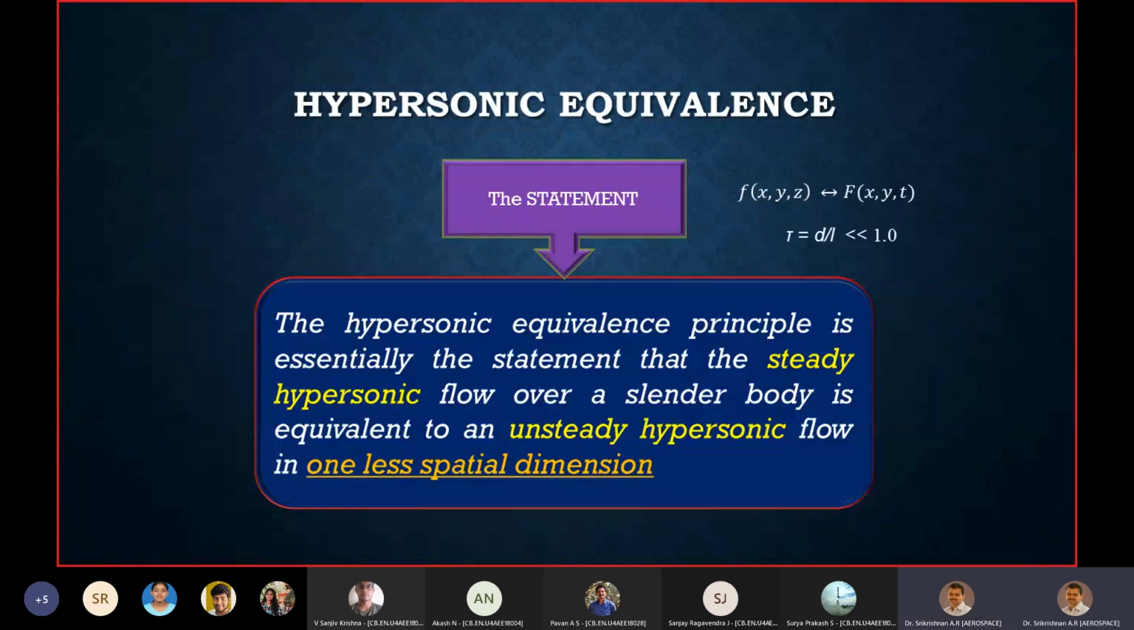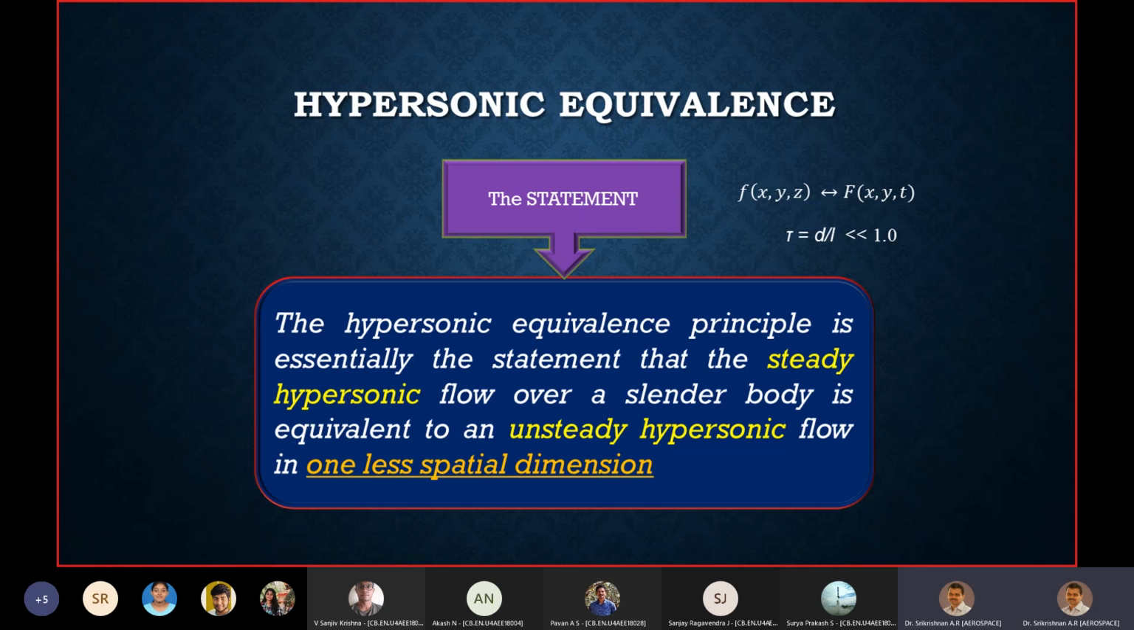Now, we'll come back to that. But then, what is the statement of the hypersonic equivalence principle? I'll just read it out first, the way that it is written, and then try to explain that. The hypersonic equivalence principle is essentially the statement that steady hypersonic flow over a slender body is equivalent to an unsteady hypersonic flow in one less spatial dimension.